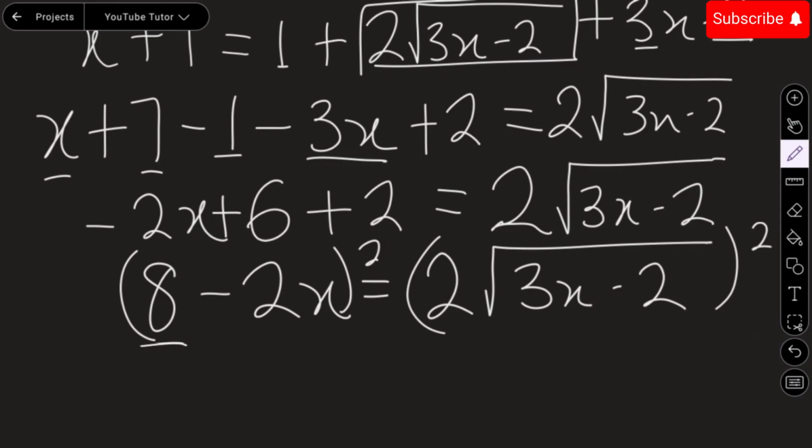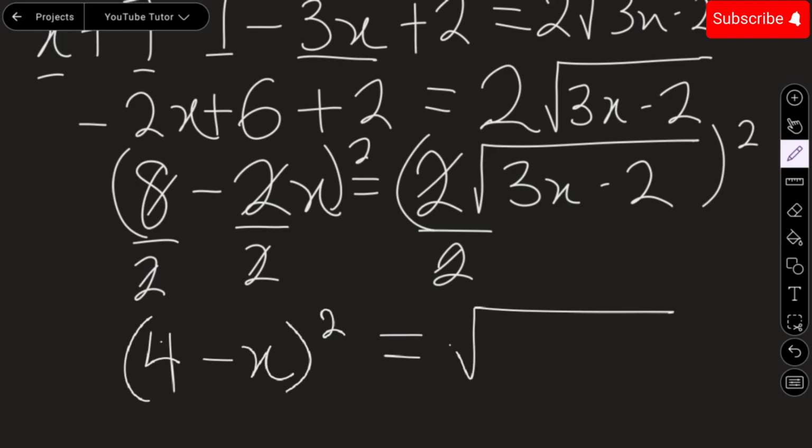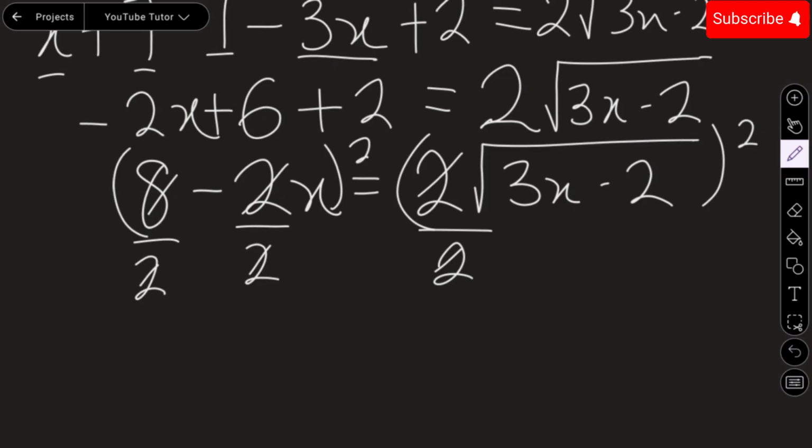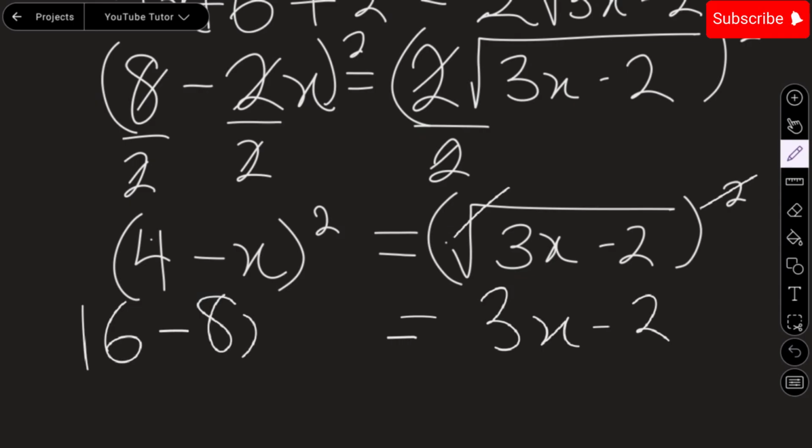We can divide through this equation by 2 to make it simple. Now we have 4 minus x squared is equal to square root of 3x minus 2, then with the squared as well. This makes it much simpler. So now we have 3x minus 2 just here, and here we have 16 minus 8x plus x squared.